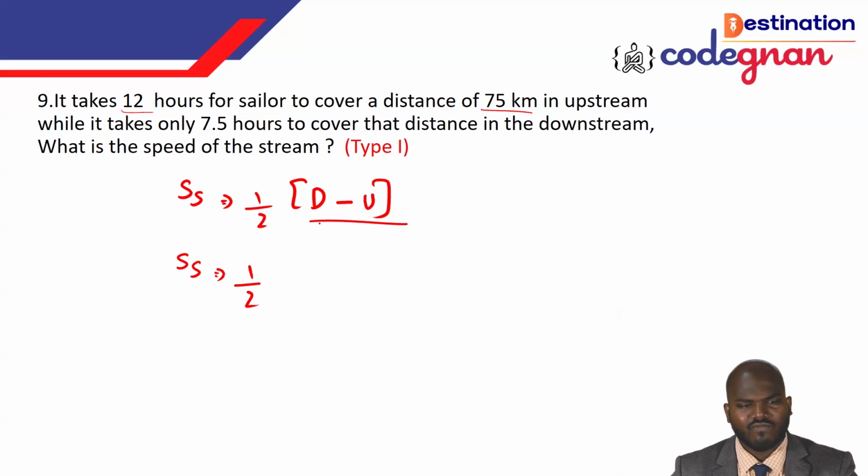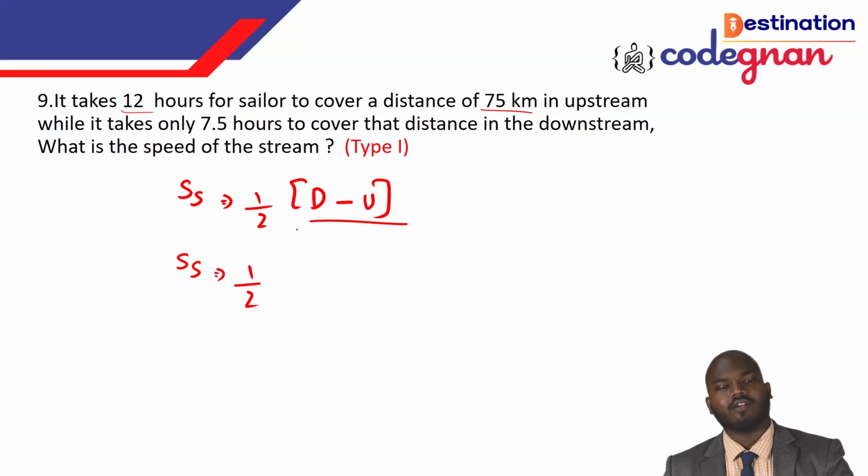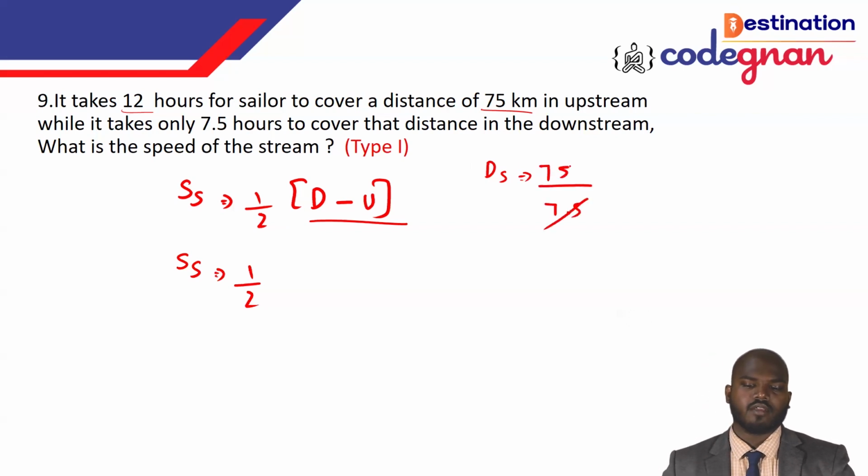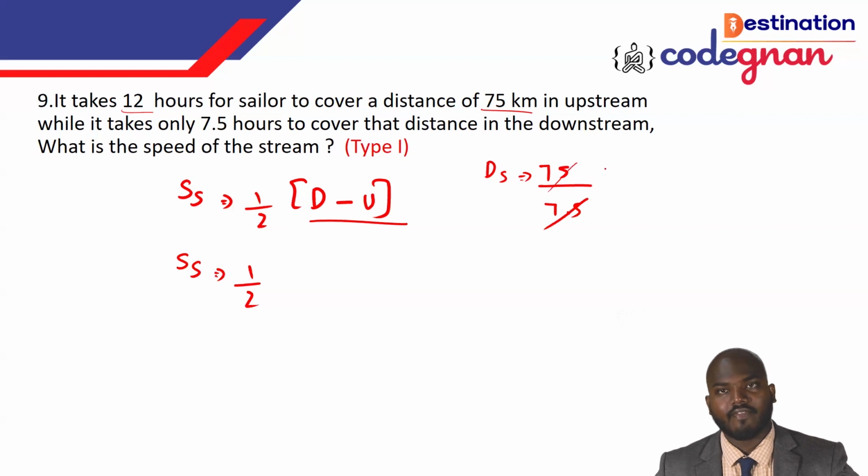But the point is that we don't know the direct downstream speed and upstream speed there. Okay, so then you need to find out one thing. So the downstream speed is equal to, there you need to take it as 75 over 7.5. You just want to take it up. 75 over 7.5 will give the answer called 10. Going to the next one, guys, that is the upstream speed.